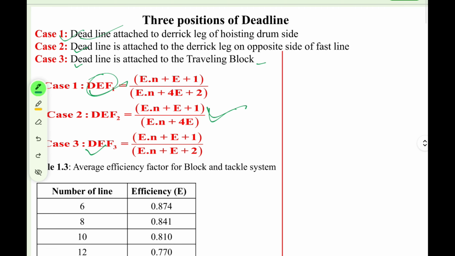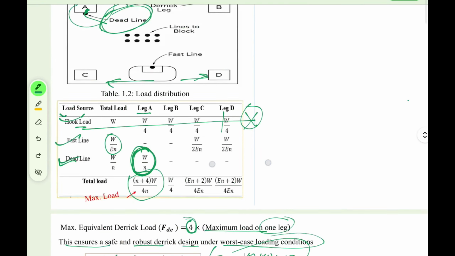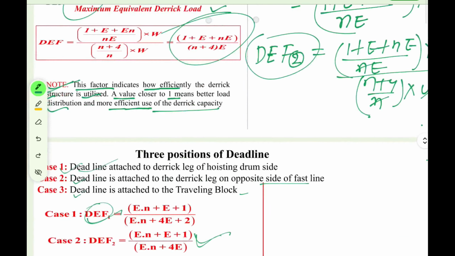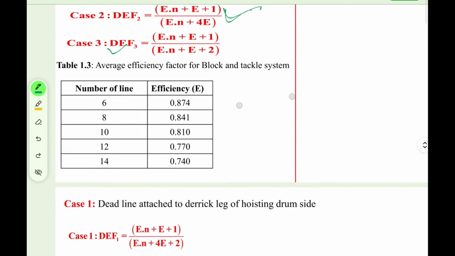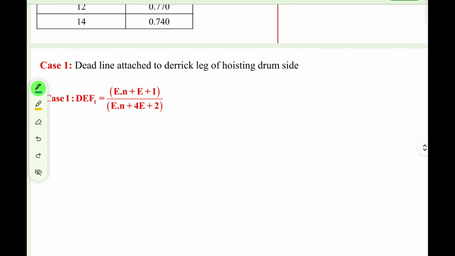The second case was the dead line is attached to the Derrick leg opposite to the side of the fast line. So this was the case we are talking about. Dead line is attached opposite to the fast line. This is your fast line, opposite to any of the legs, right? Now let's discuss the first case, right?